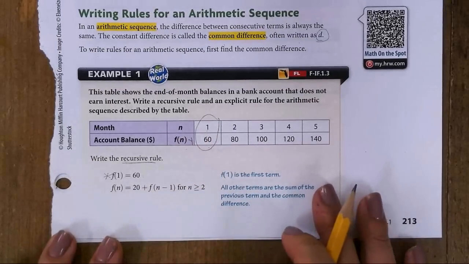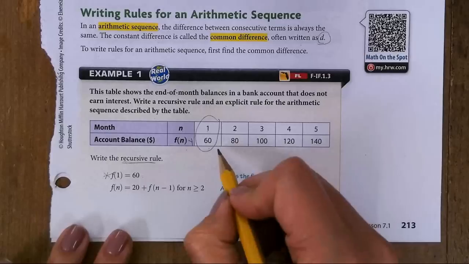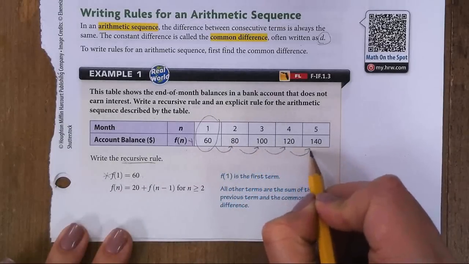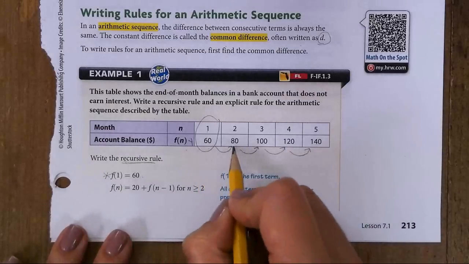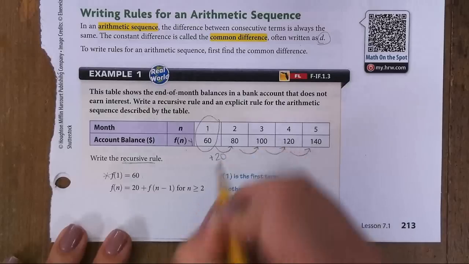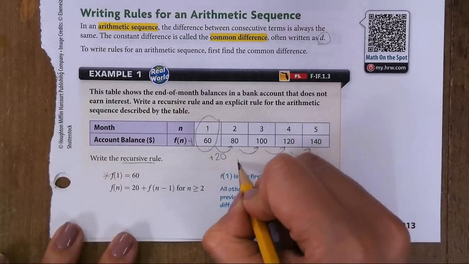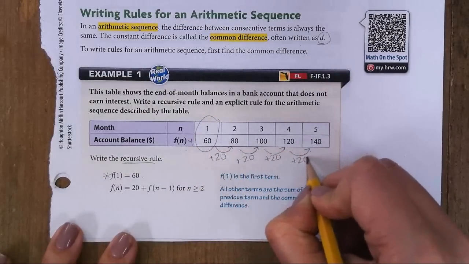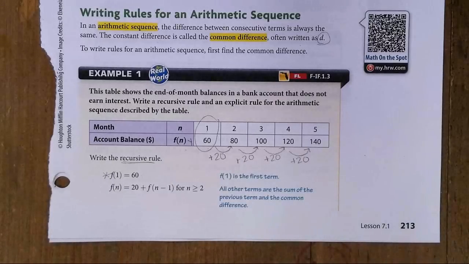That's very important. Now here we want to see what our difference is. How is this increasing every time? From 60 to 80, we went up by 20. From 80 to 100, again, and then also over here from 120 to 140. So you'll see that every single time we're adding $20, because we're dealing with money.